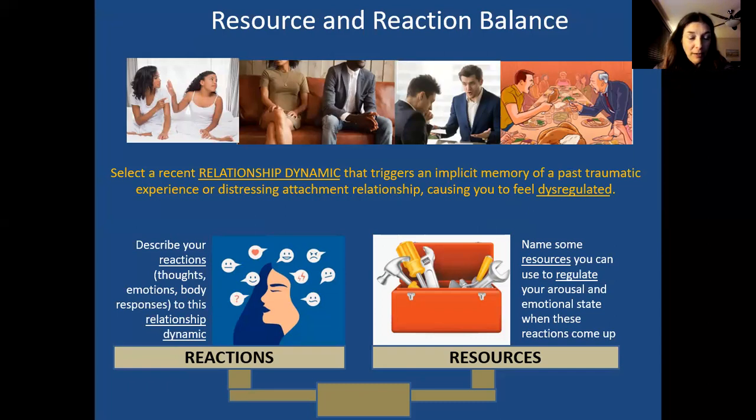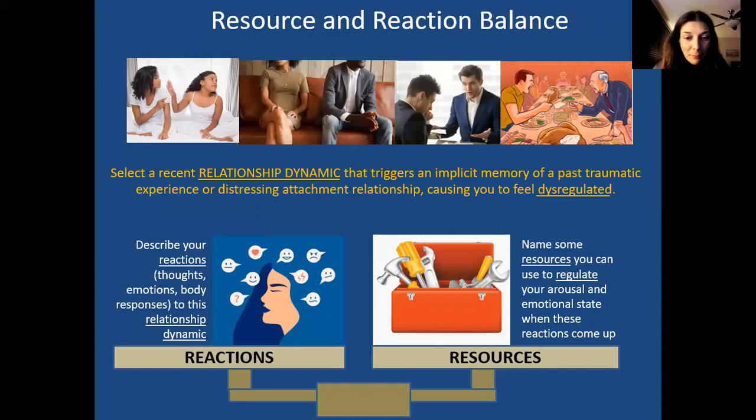So first, I'm just going to catalog my current reactions on the left side of that balance scale, right? So how does it impact my building blocks, my thoughts, emotions, body responses when I naturally react to this relationship dynamic, without messing with it yet? And now I'm going to say, okay, well, what if I were to put some resources in the mix? How could that change it, right? And which resources might I want to use?